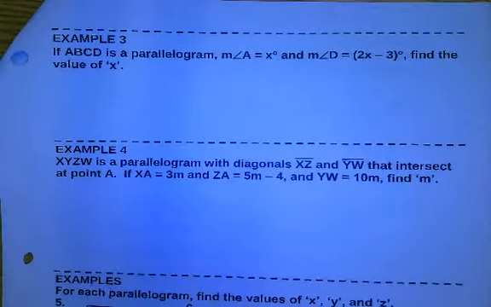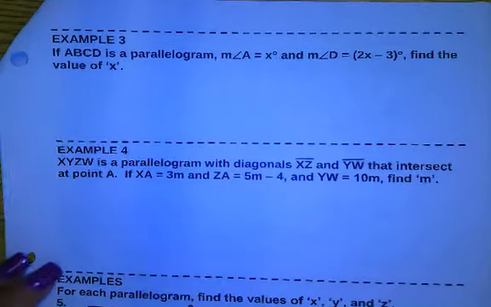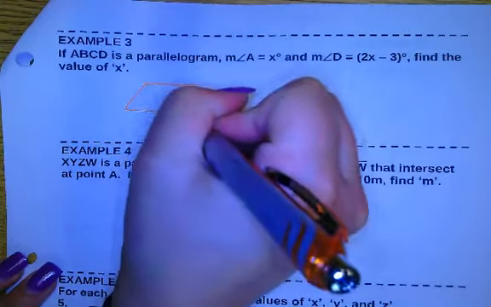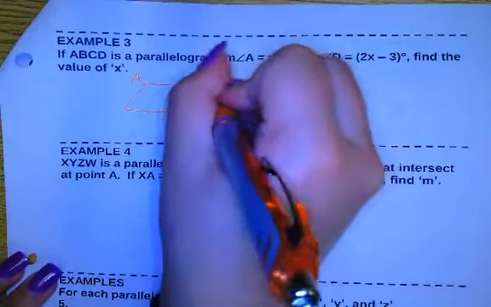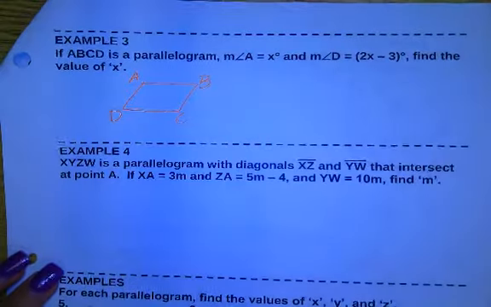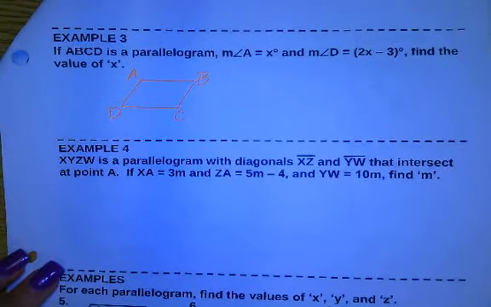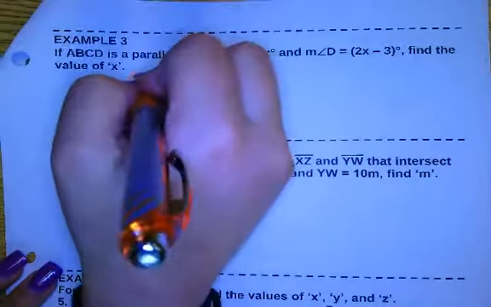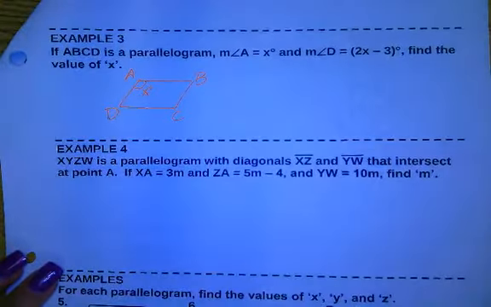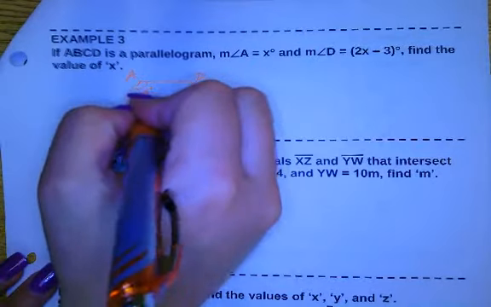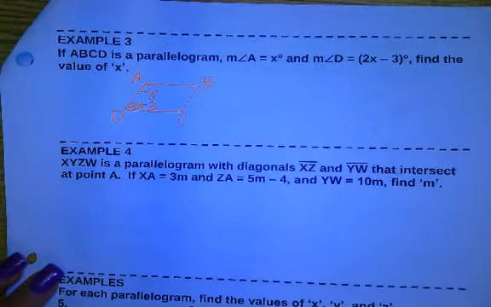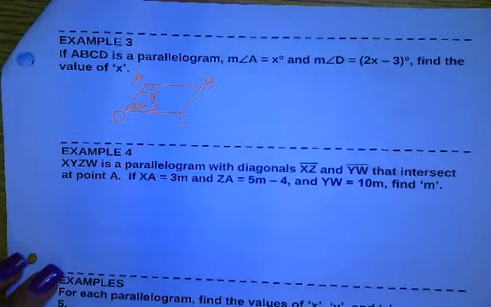Number 3. If ABCD is a parallelogram and angle A equals x degrees and D equals 2x minus 3, find the value of x. So draw your parallelogram. Make sure you label your parallelogram in a clockwise or counterclockwise order. So if A equals x degrees and D equals 2x minus 3, what do you know about angle A and D? They're supplementary. Why?